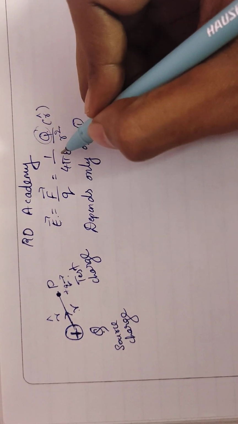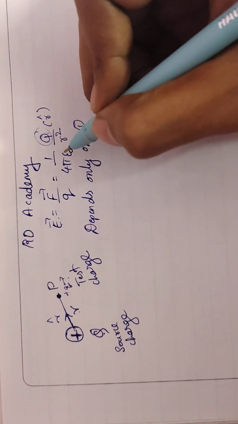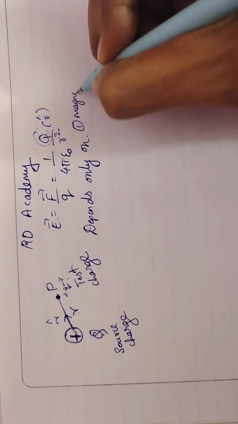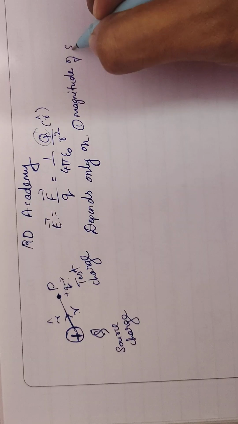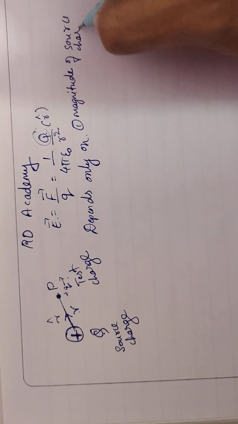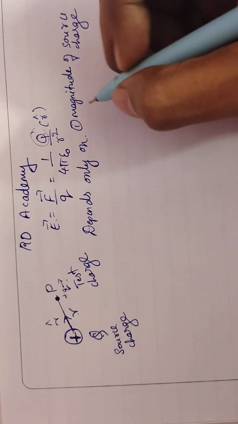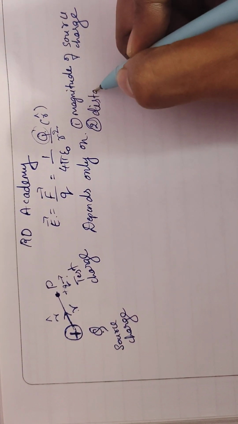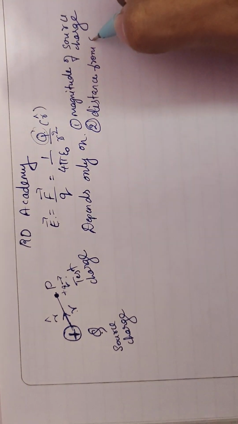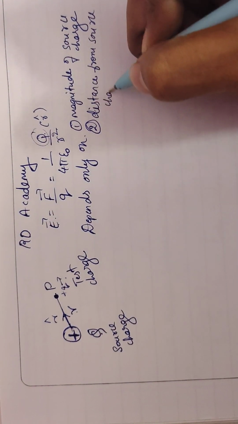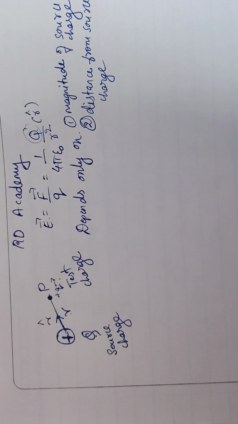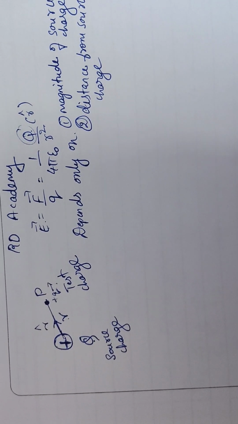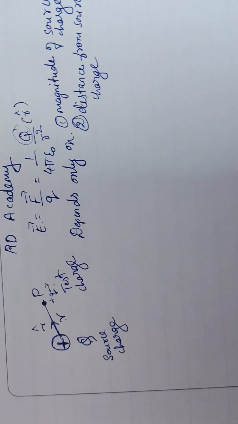First quantity, it depends, this 1 by 4 pi epsilon naught is constant, right? That is constant. Okay, the first quantity it depends on is the magnitude of source charge, or the charge that is producing the field. Second, distance r, that is the distance from the source charge to the point where you are finding the electric field. These are the only two factors on which the magnitude of electric field depends.